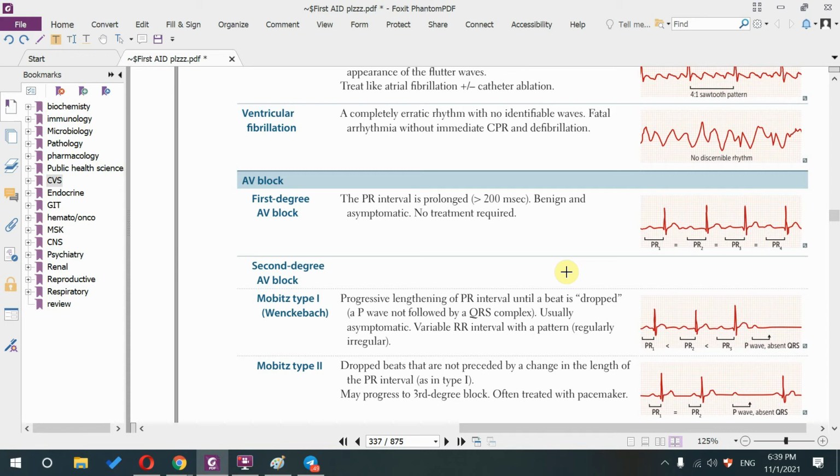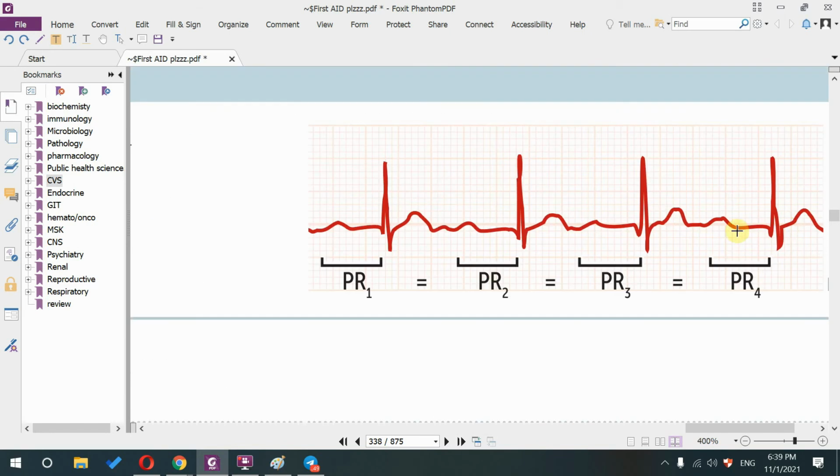Yep, excellent, good. So the PR interval is prolonged, and it's benign and asymptomatic. It's just the PR interval that is long. It does not have symptoms. Treatment is not required. It's all perfect. So you don't have to do anything.